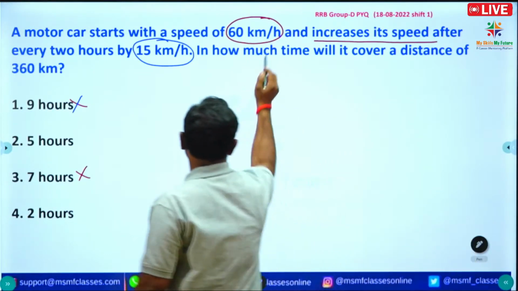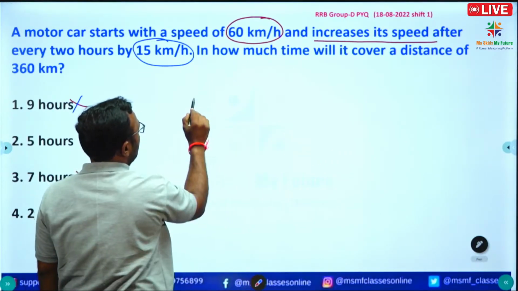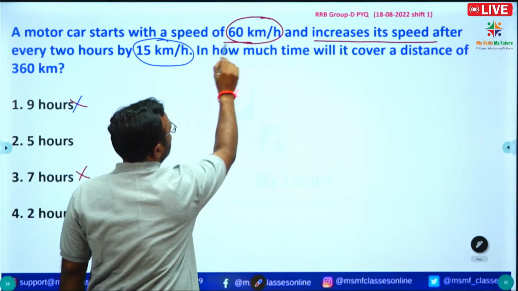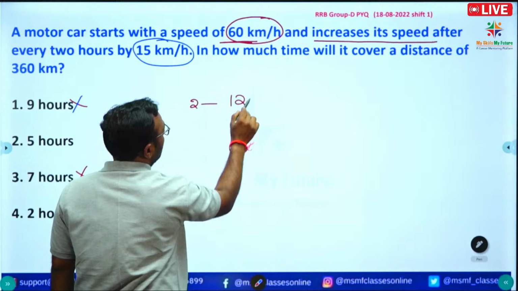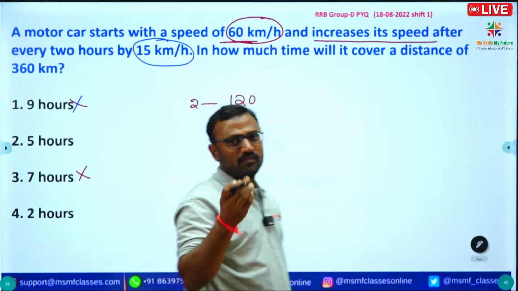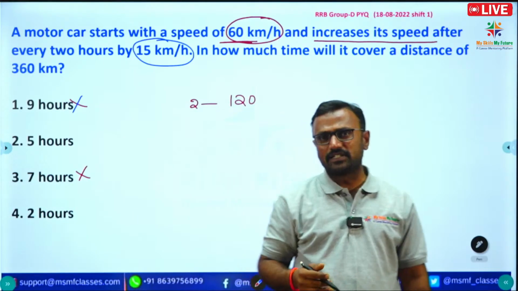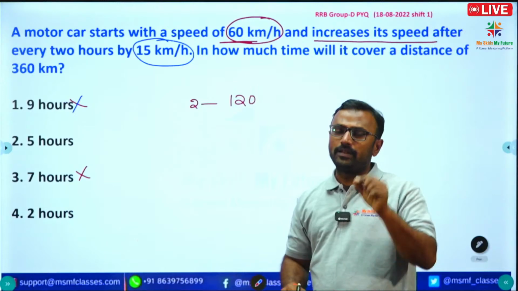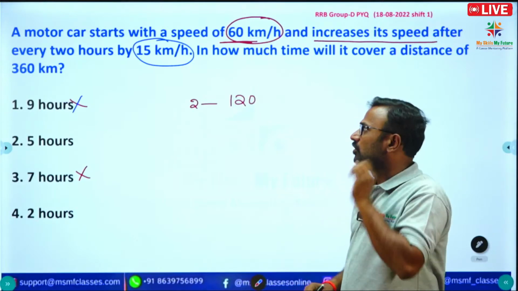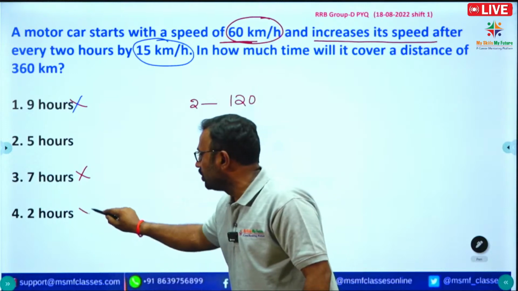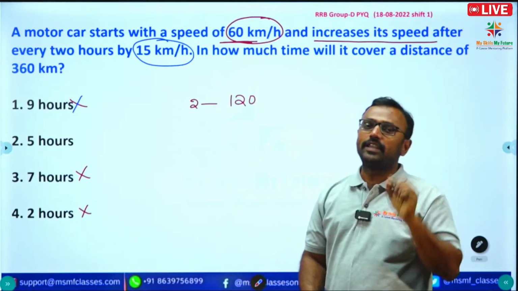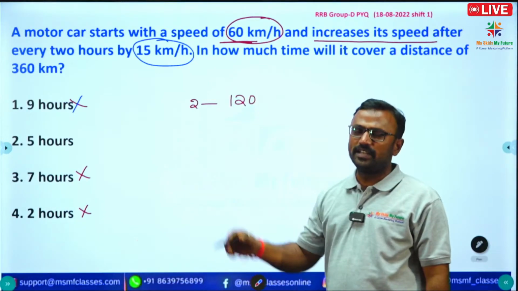In the first 2 hours they are going at 60 kilometers per hour, so they cover 120 kilometers. Why? Because first hour 60 kilometers, second hour 60 kilometers. In 2 hours they complete 120 kilometers. So option 4 is also wrong, because in 2 hours they complete only 120 kilometers.